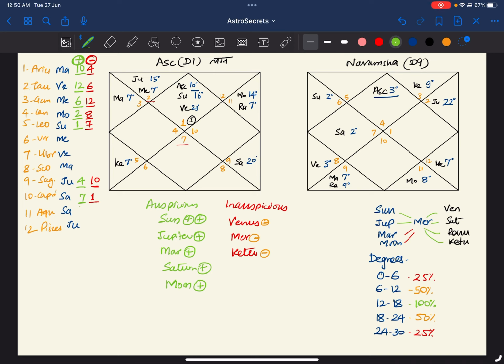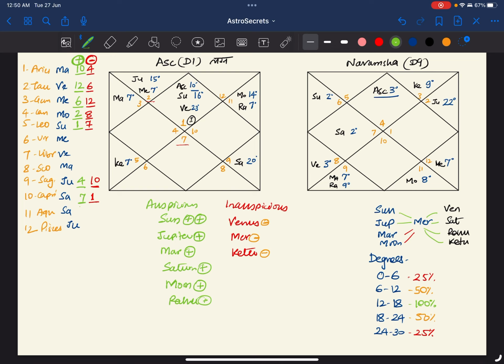Okay, if we consider, let's say, Rahu. Okay, Rahu is at 7 degrees. And Rahu is not in a friend's house, but then again Rahu is there in Saturn's house, right? And it has got a really good house. Okay, so Rahu can be mentioned here itself. Rahu's degrees is, let's say, 7 degrees, so again 50%.